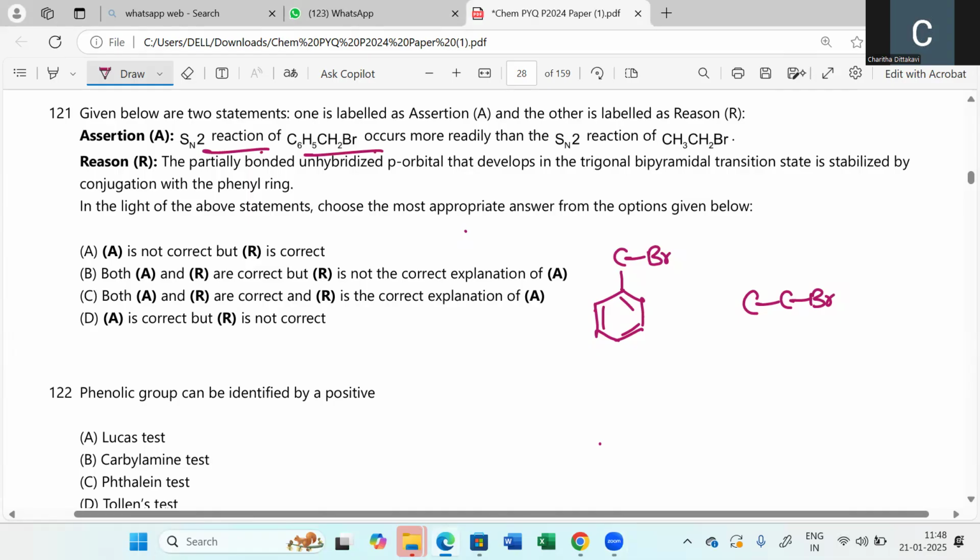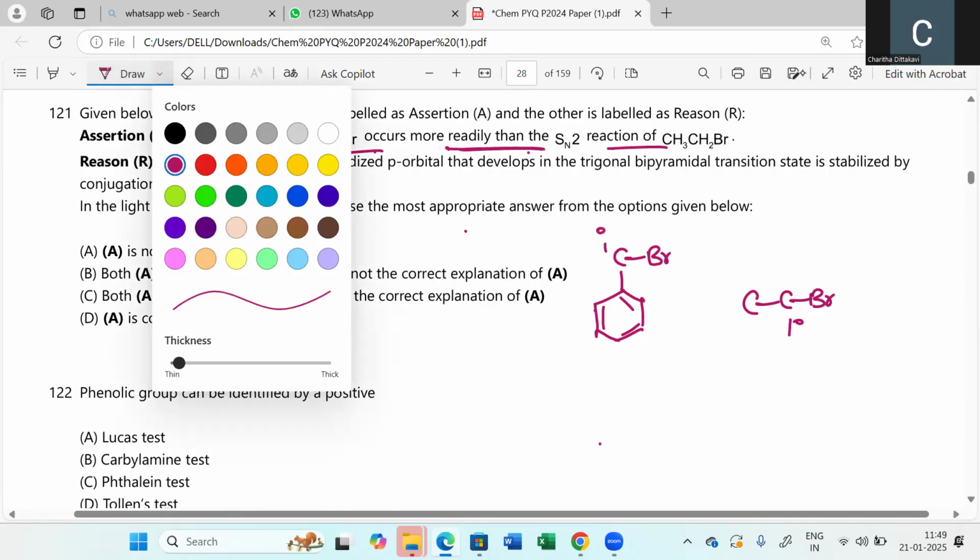C6H5CH2Br. First, draw it. Benzyl bromide. This is the benzyl group. C6H5 has a carbon on top of it, so it is the benzyl group with a bromine group. This is benzyl bromide. Okay, and then you have ethyl bromide. Two things we have, and which is more reactive towards the SN2 reaction? They say that in the SN2 reaction, benzyl bromide reacts more rapidly than ethyl bromide. Definitely both of them are 1 degree, isn't it? So this is 1 degree, this also is 1 degree. Then what is the difference between this and that?